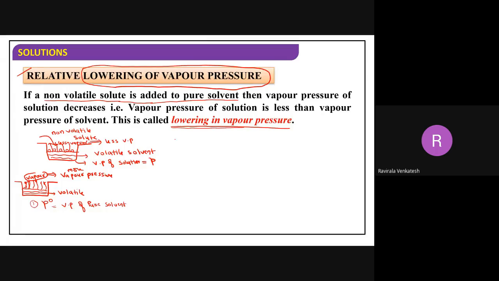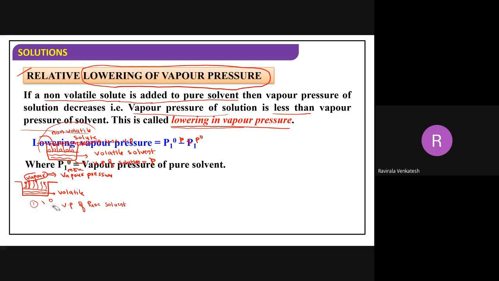Now definitely what happened? P definitely will be lesser than P naught. Correct or not? Because P naught is the vapor pressure of the solvent. The vapor pressure of the solution is always less than the vapor pressure of the solvent. Why? Because the surface area of the pure solvent is occupied by non-volatile solutes. I think everyone understood what is lowering of vapor pressure, right? Now I'm just erasing whatever I have written. Now we'll take some formulas also.